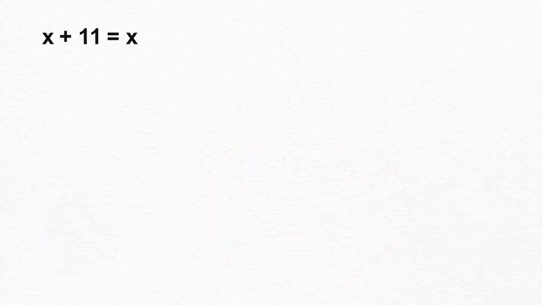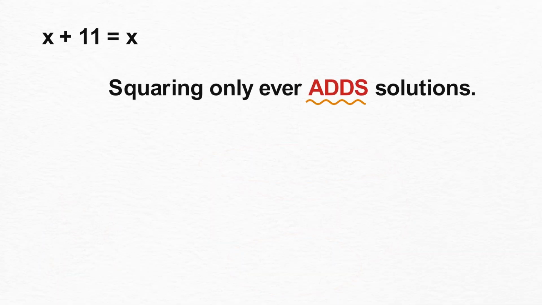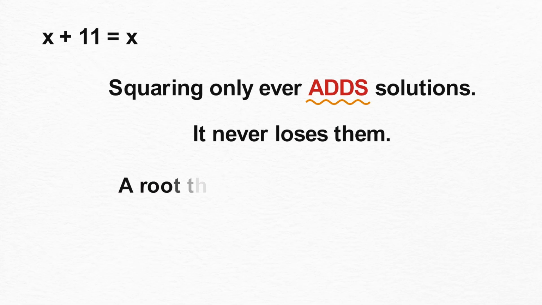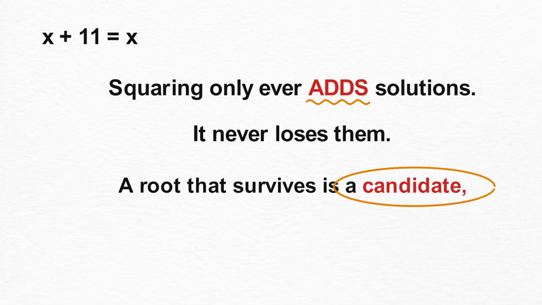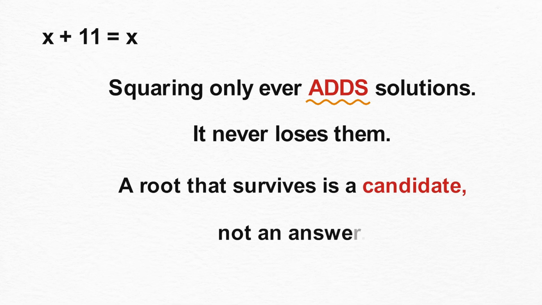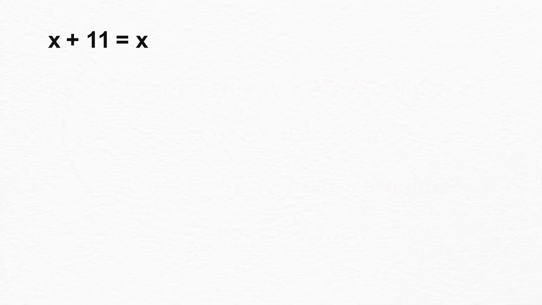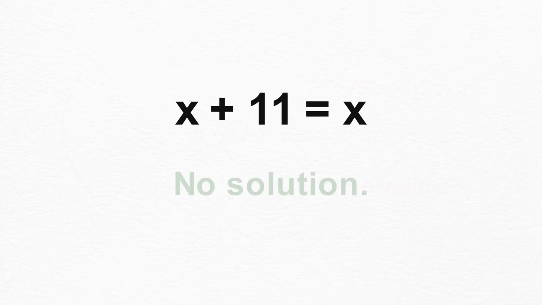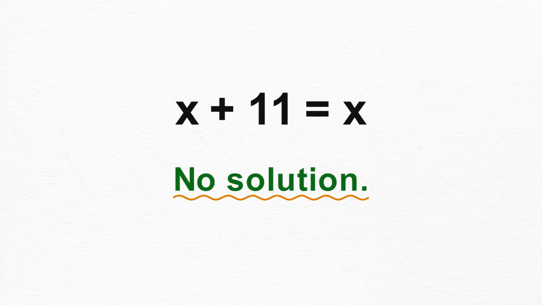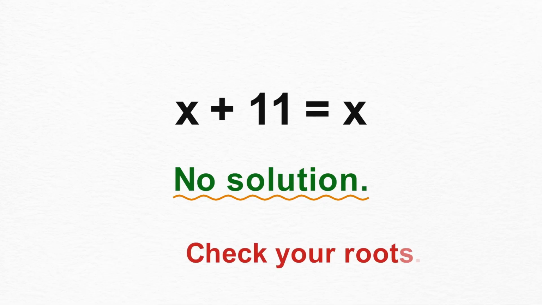And that is the whole pitfall. Squaring can only ever add solutions. It never loses them. So anything that survives a squaring is a candidate, not an answer. Put it back into the original equation every single time. x + 11 = x has no solution. It never did. Check your roots.